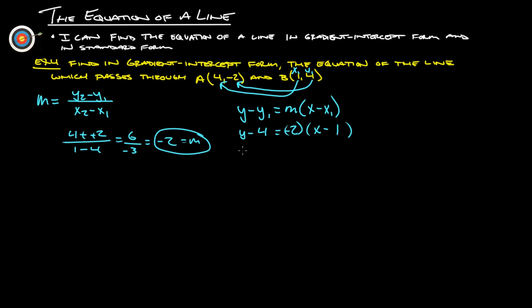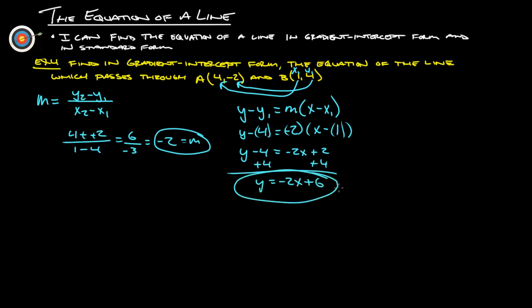Now I'm just going to simplify. y minus 4 equals -2 times x is -2x. I should have written this out to show that I plugged that in: -2 times x, and -2 times -1 is +2. Then just move the 4 over, and we get y equals -2x plus 6. There's our answer in gradient-intercept form.